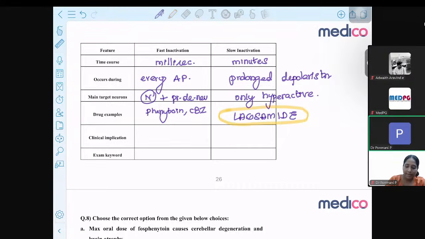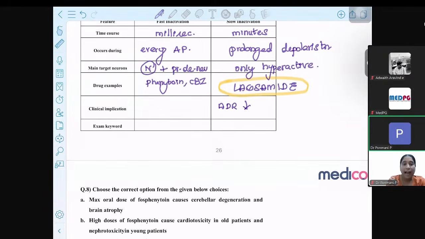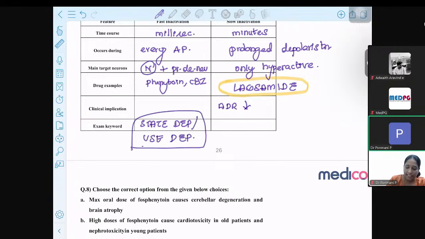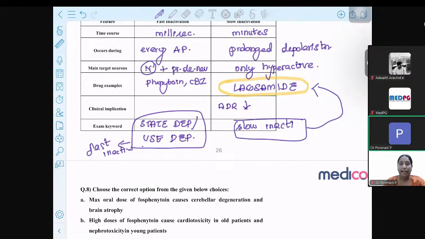And what is the clinical implication? Since only hyperactive neurons are targeted, the adverse effects are comparatively less in slow inactivation. So what will be the exam keyword you will be getting? Which anti-epileptic blocks the state-dependent sodium channel or use-dependent sodium channel? If you get this kind of question, it means it is fast inactivation. Please remember. And if you get any word like slow inactivation, then your answer should automatically be lacosamide.